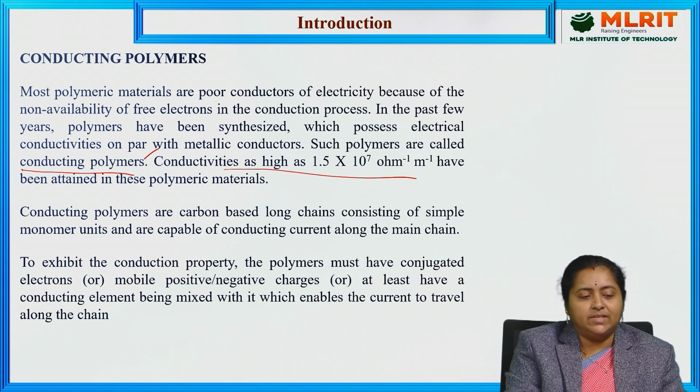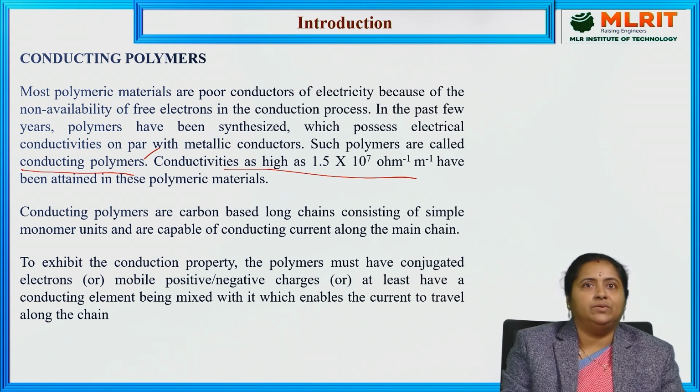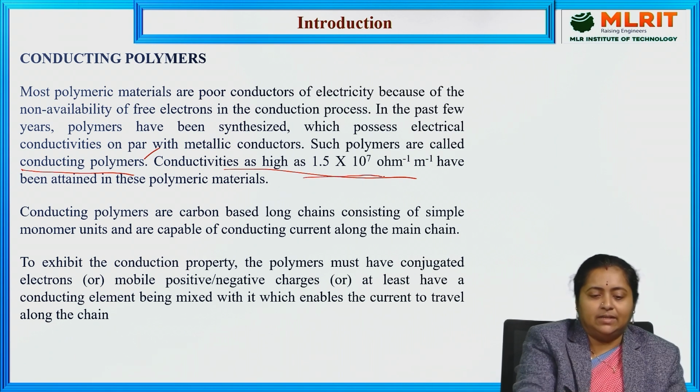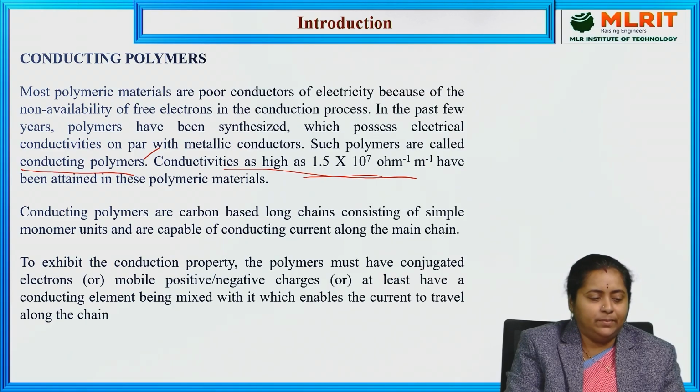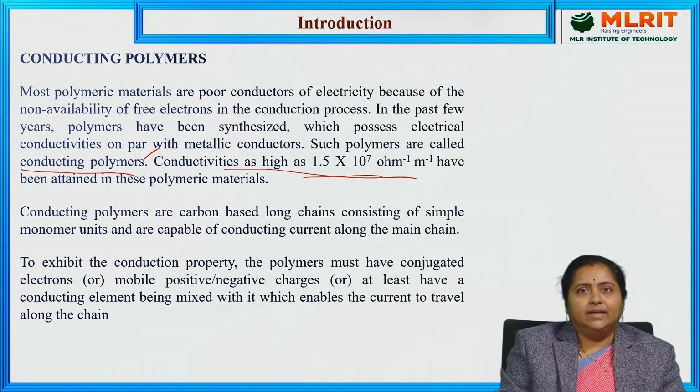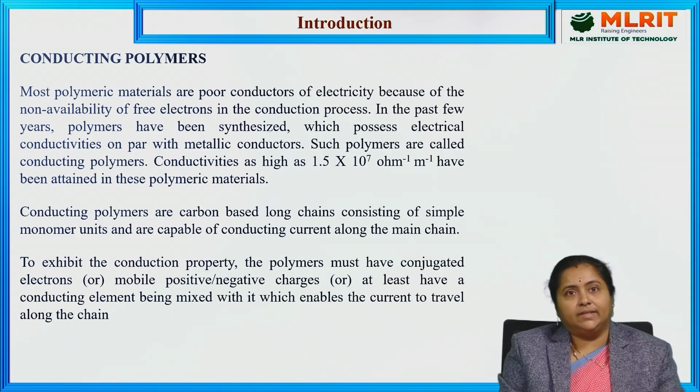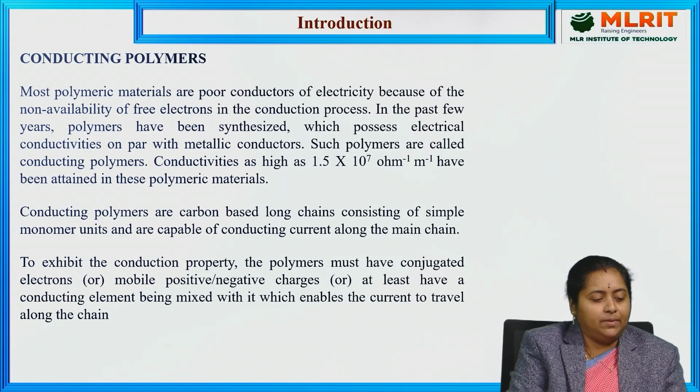If you notice, these kind of conducting polymers are able to exhibit conductivities approximately in a range of 1.5 into 10 power 7 ohm inverse per meter. So these conducting polymers are carbon based long chains consisting of simple monomer units and are capable of conducting electricity along the main chain, along the carbon main chain.